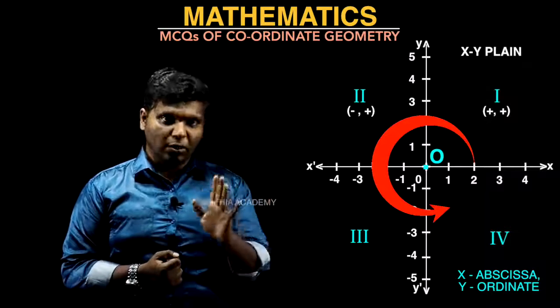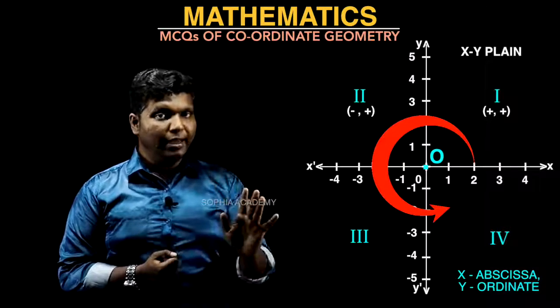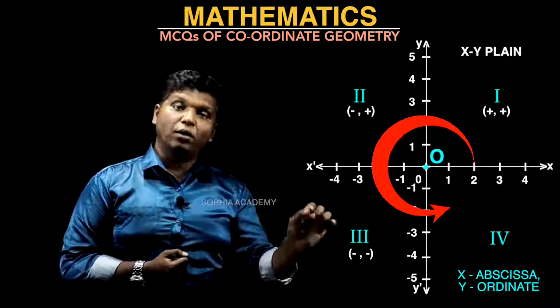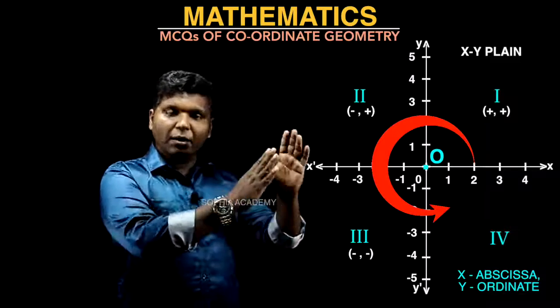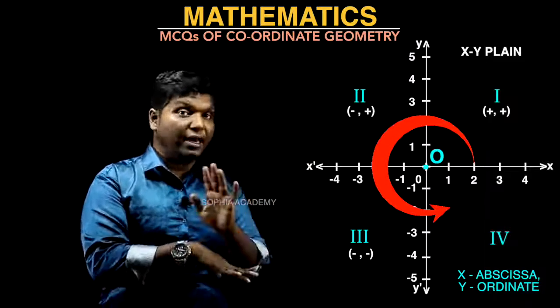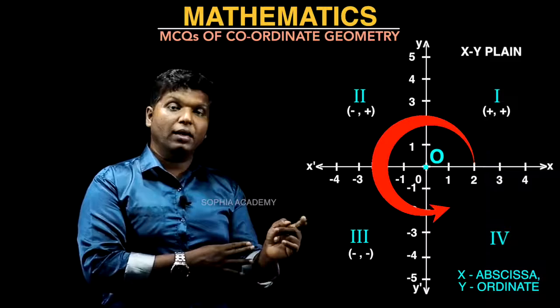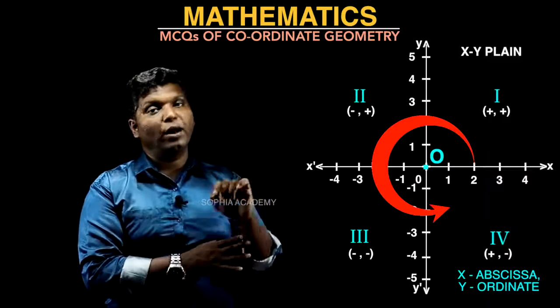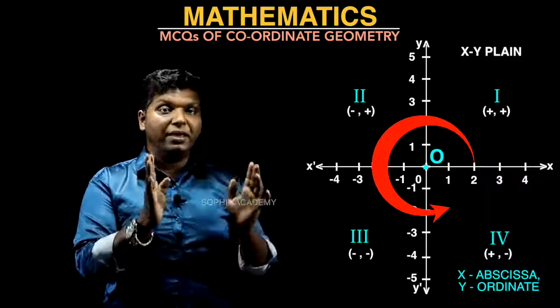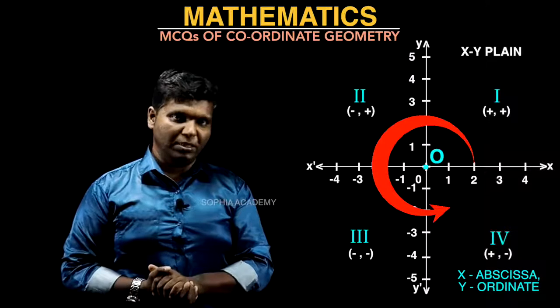When we come to the third quadrant, the x coordinate is negative and the y coordinate is also negative. That means in the first quadrant, both x and y are positive, and in the third quadrant, both x and y are negative. Whereas in the fourth quadrant, the x coordinate is positive and the y coordinate is negative. If you know these things, those are the basic things which you have to understand about coordinate geometry.